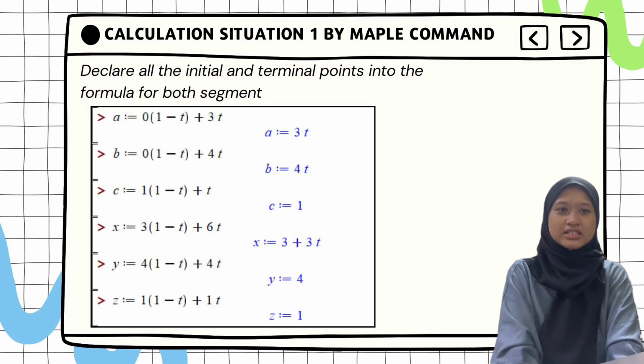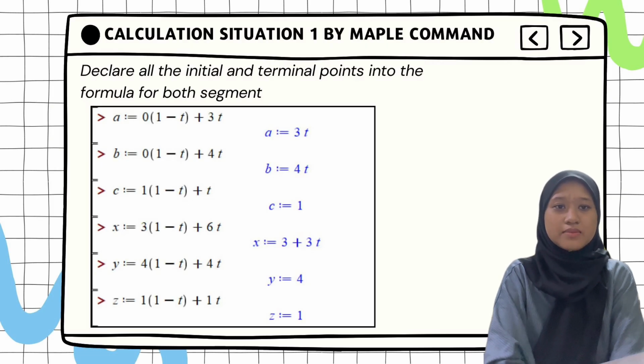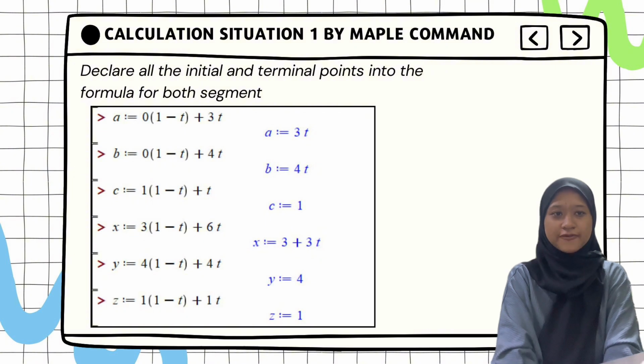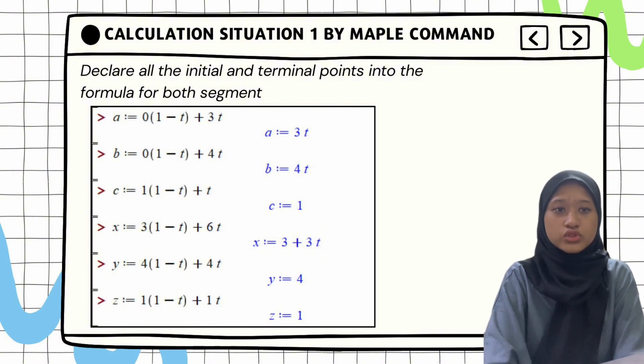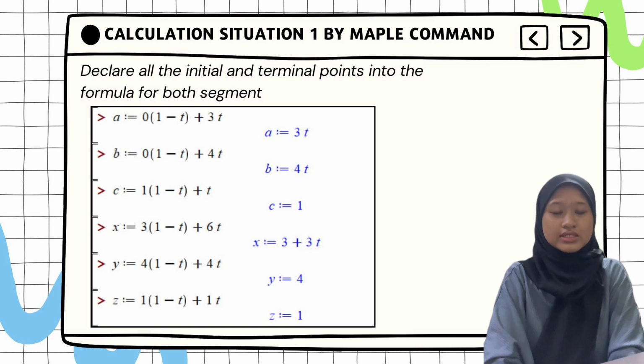First, we declare all the initial and terminal points for both segments. For segment 1, we have the points defined as follows: a(t) equal to 3t, b(t) equal to 4t, and c(t) equal to 1. For segment 2, the points are x(t) equal to 3 plus 3t, y(t) equal to 4, and z(t) equal to 1. This parameterization sets the stage for our line integral calculations.